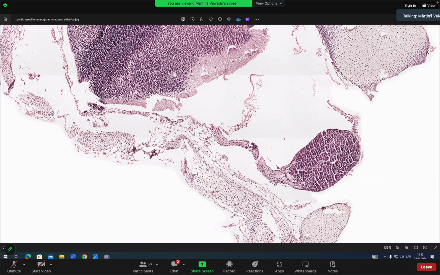So yes, pia mater is the connective tissue that surrounds the marginal zone. Yes, that's the question you asked. So yeah, pia mater surrounds the marginal zone from the outside.